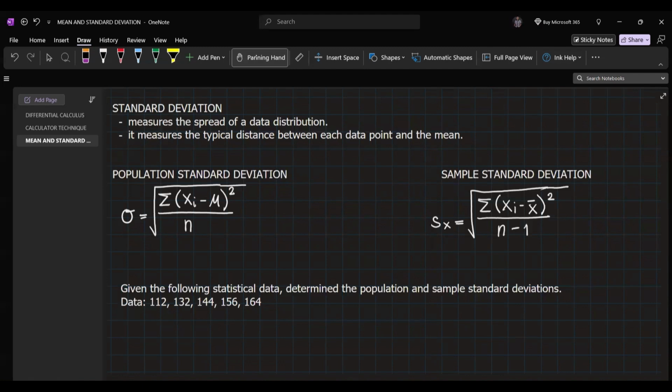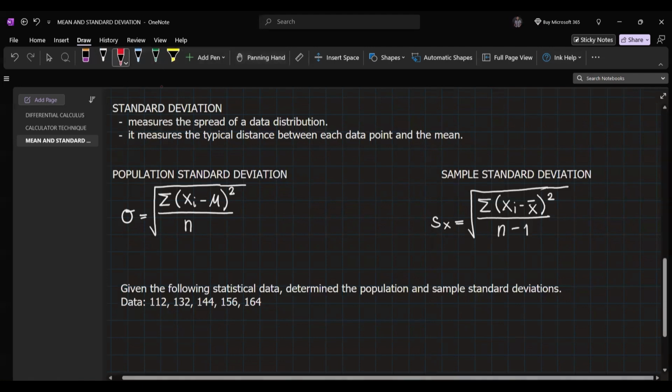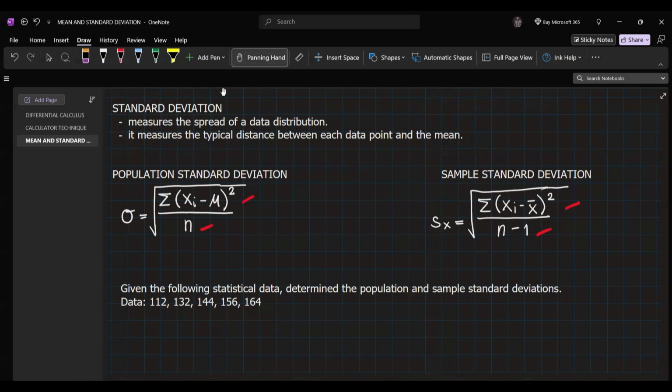And then kung papansinin nyo, parehas yung numerator natin. Di ba? Magkaiba lang yung ating denominator. Sa population, n lang siya. And then sa sample, n minus 1. So let's try to solve a problem.